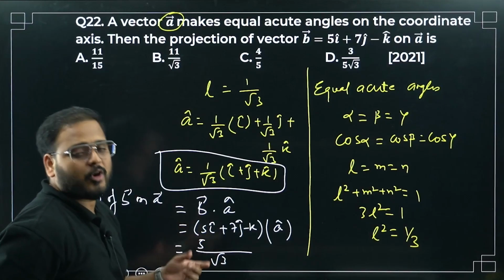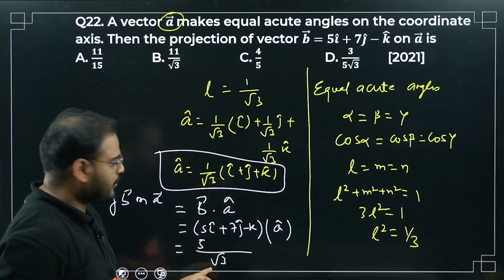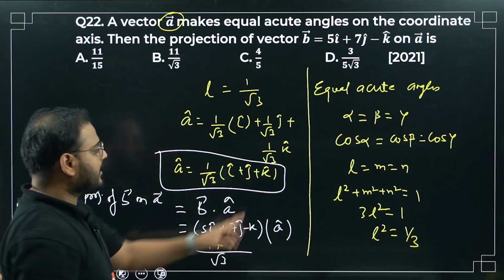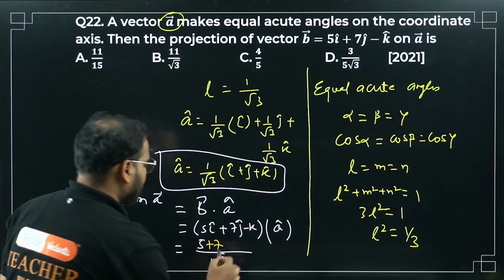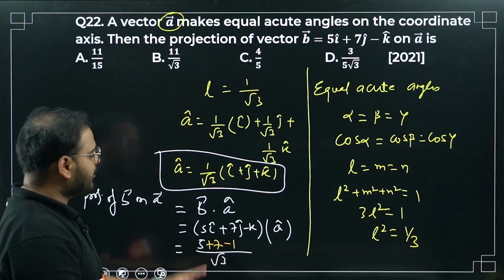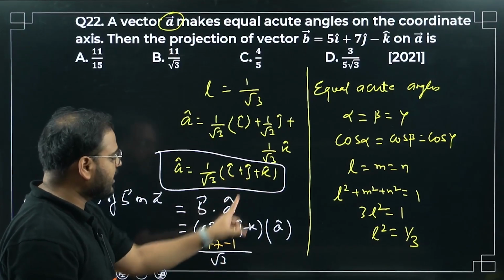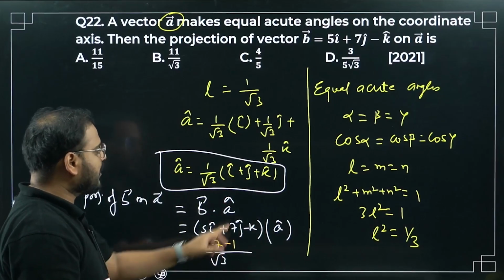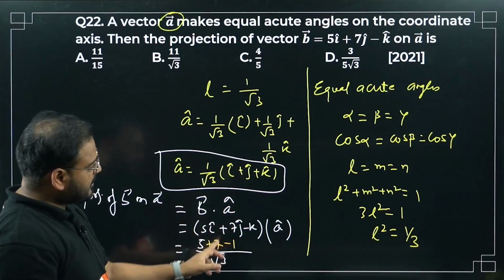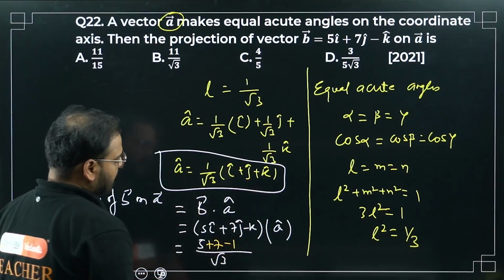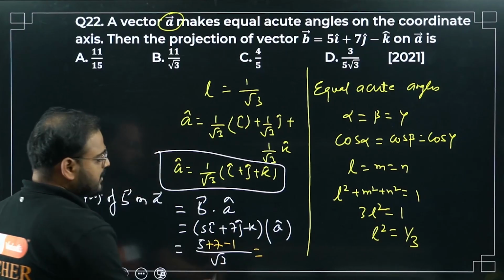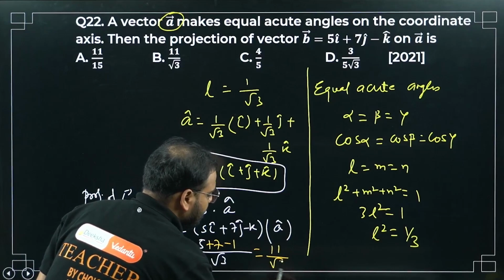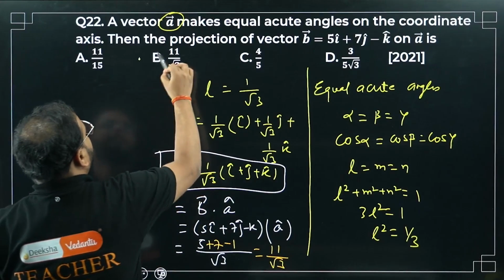Because we are doing what? Dot product, no? So 5I into I, so 5. J into plus 7, so plus 7. And K into 1 into 1, so minus 1. We are doing dot product, so I into I is 1, j into j is 1, k into k is 1. The coefficients now you compare: 1 into 5 is 5, 1 into 7 is 7, and 1 into minus 1 is minus 1. What is the answer? Please check here. 5 plus 7 is 12, minus 1 is 11 by root 3. Option number B.